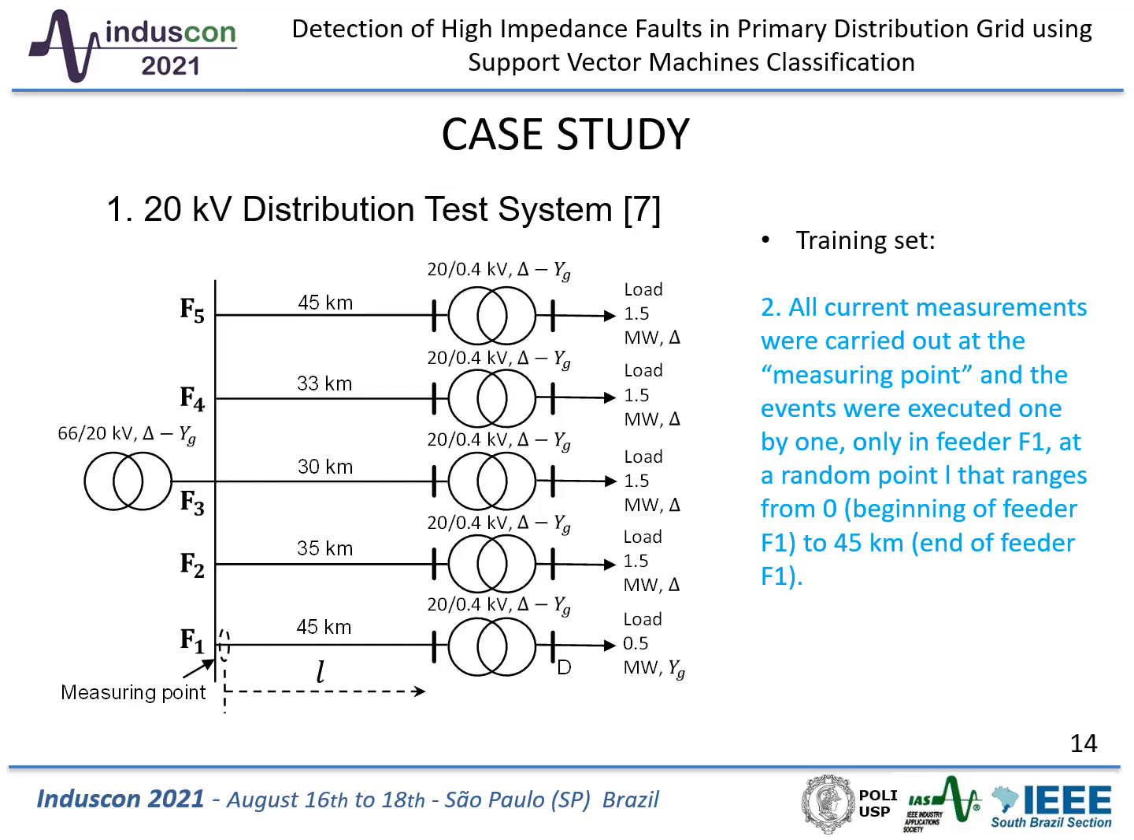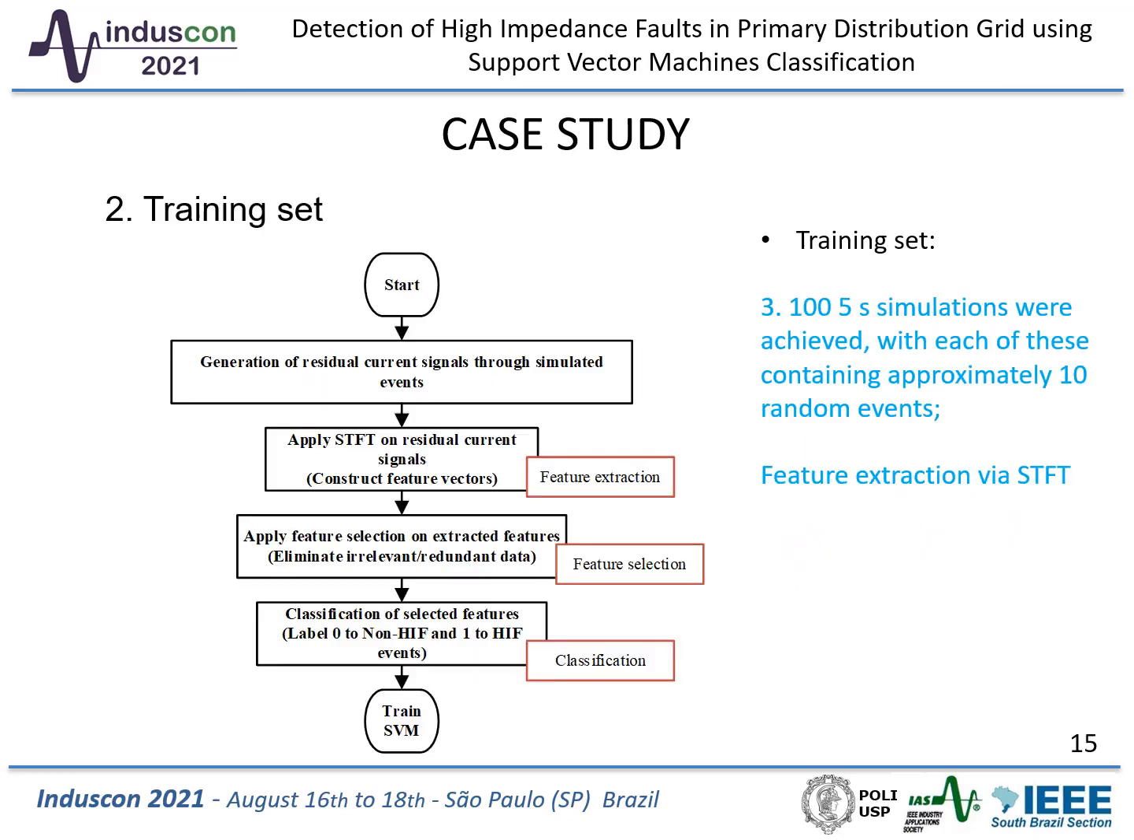Besides, all current measurements were carried out at the measuring point, and the events were executed one by one, only in feeder F1 at a random point L that ranges from 0, the beginning of feeder F1, to 45 km, the end of feeder F1. To achieve the forecast model, 100 5-second simulations were carried out, each containing approximately 10 random events, which comprises a total of 1,000 discrete phenomena, where nearly half of them consisted of random HIF occurrences.